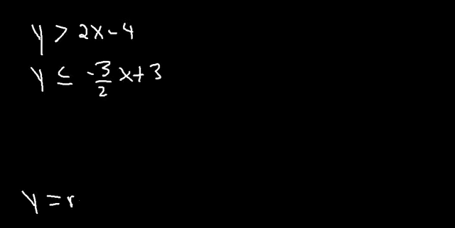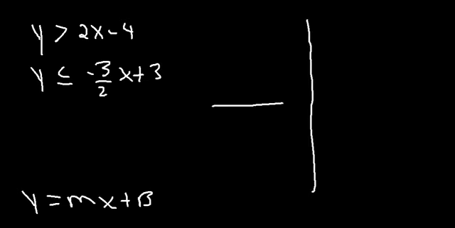Keep in mind, slope-intercept form is like this: y equals mx plus b. You want y to be on one side of the inequality. It's going to make it a lot easier to graph it. Okay, so go ahead and plot these equations in the meantime.